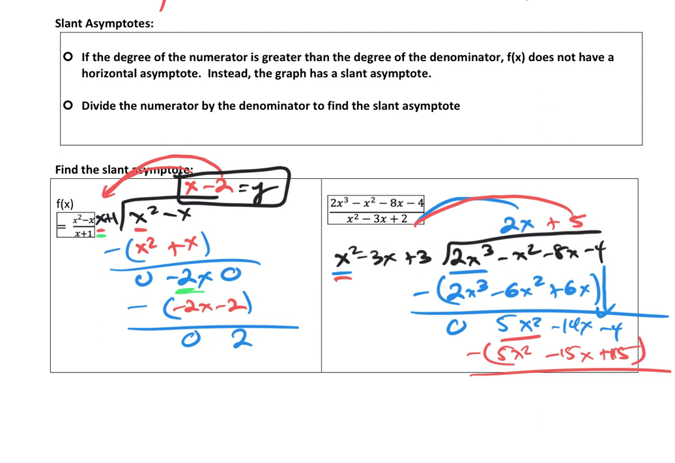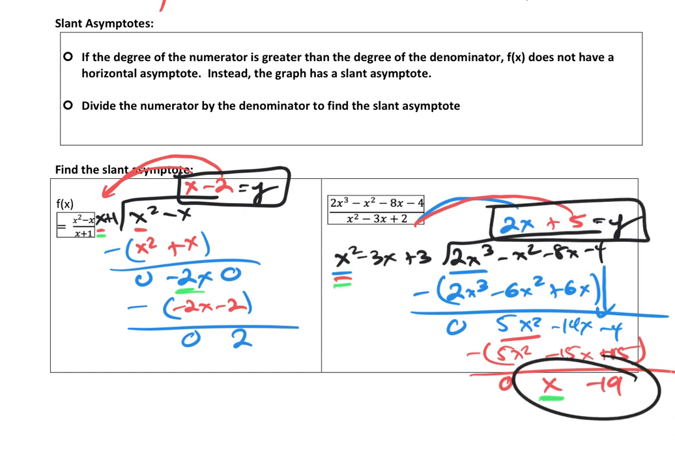Negative 5x minus 5x is 0. Negative 14x minus a negative 15x is going to become just x. And then negative 4 minus 15 is going to be negative 19. When we compare our values now, there's nothing I can multiply x squared by to make it an x. I'd have to divide by something. So that tells me that we are in fact done, and this is going to be my slant asymptote, because everything that's left over is our remainder. So again, the remainder is not included in your slant asymptote. It's just what we had when we were done with long division.